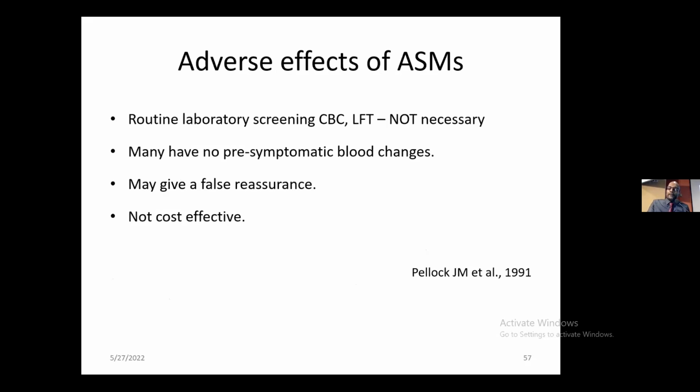We used to, and even probably to date, do routine full blood counts and liver function tests, which are probably not necessary and probably not justifiable, because we might not see pre-symptomatic blood changes, and we might get a false reassurance, and it is definitely not cost effective to get them in a routine clinic visit.